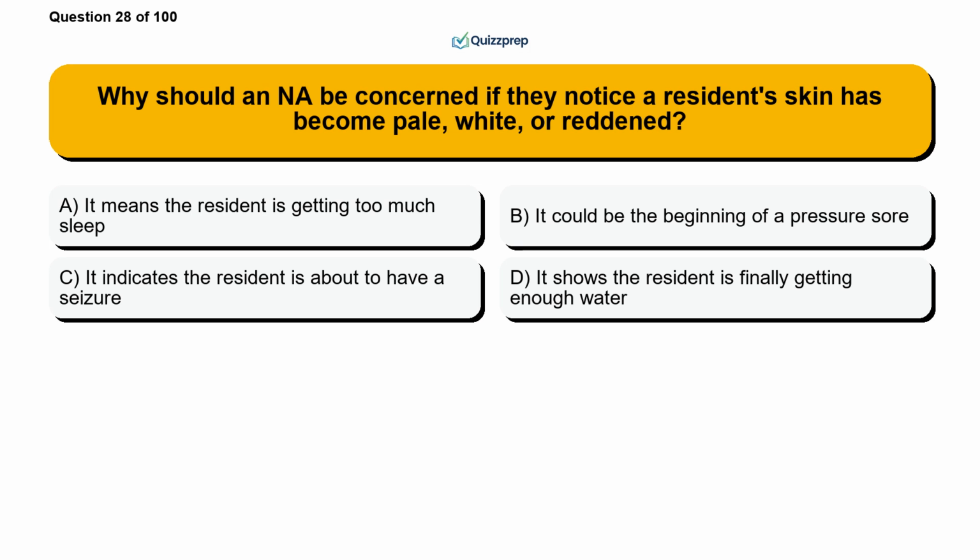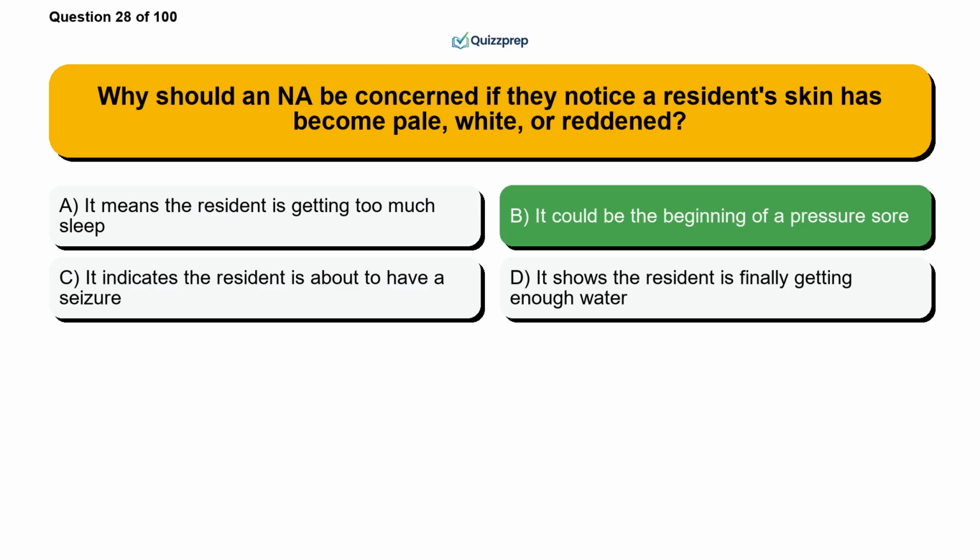Question 28. Why should an NA be concerned if they notice a resident's skin has become pale, white, or reddened? Option A, it means the resident is getting too much sleep. Option B, it could be the beginning of a pressure sore. Option C, it indicates the resident is about to have a seizure. Option D, it shows the resident is finally getting enough water.